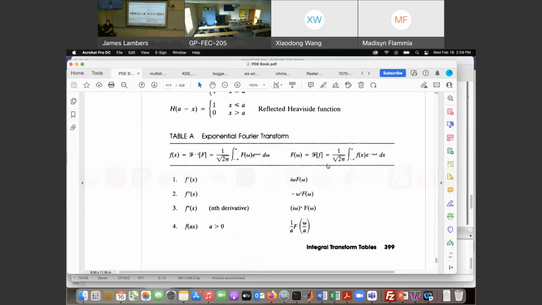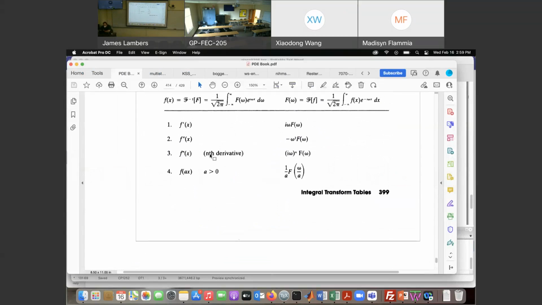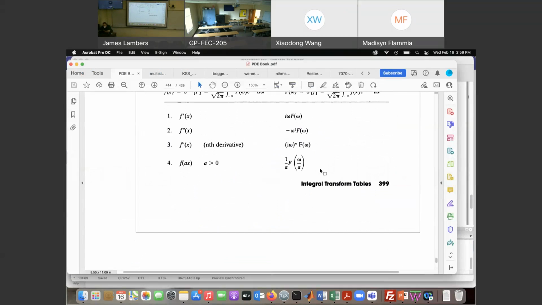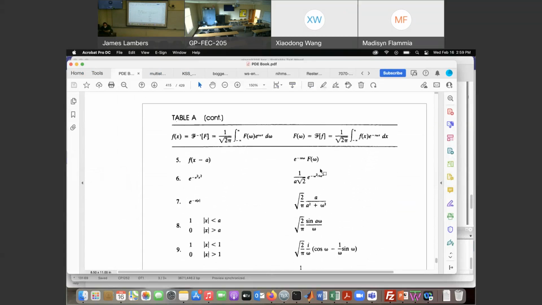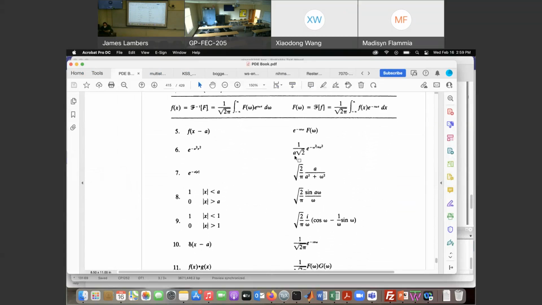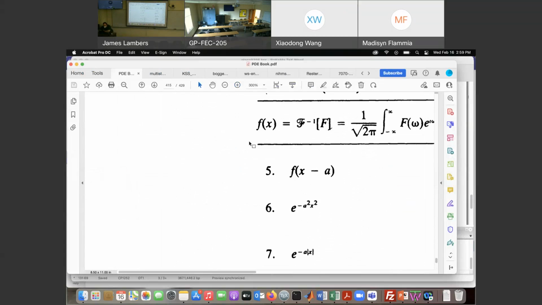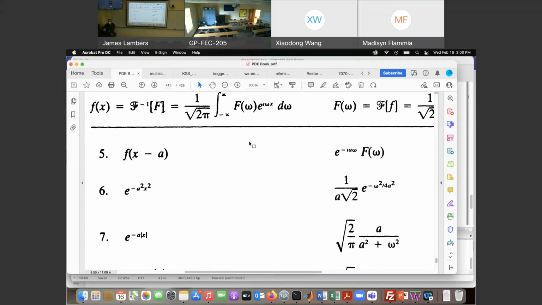If I look at the table, I'm looking for either in this column a Gaussian function of x, or in this column a Gaussian function of xi. And here it is. We have e to the minus a squared x squared as a function of x. You take the Fourier transform of it, and you get this function. Here, the Fourier variable we're using in the table is omega. That corresponds to our xi.